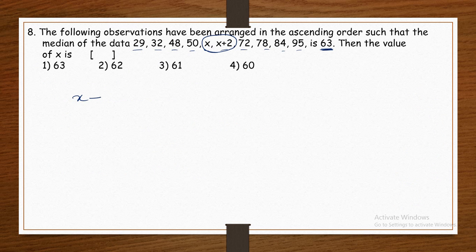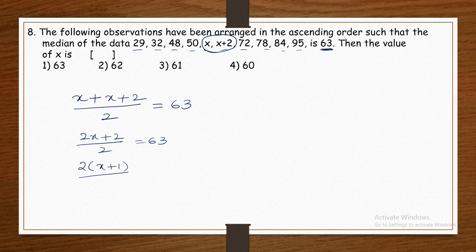So what is meant by average? Average is nothing but x plus x plus 2 divided by 2 equal to 63. Now when I add the numerators, this gives me 2x plus 2 divided by 2 equal to 63. In the numerator, if I take 2 as common, I can write x plus 1 divided by 2, which is equal to 63. Here 2 and 2 get cancelled, so x plus 1 is equal to 63. When I transpose the plus 1, it becomes minus 1, which gives me 62. Hence the answer is 62.